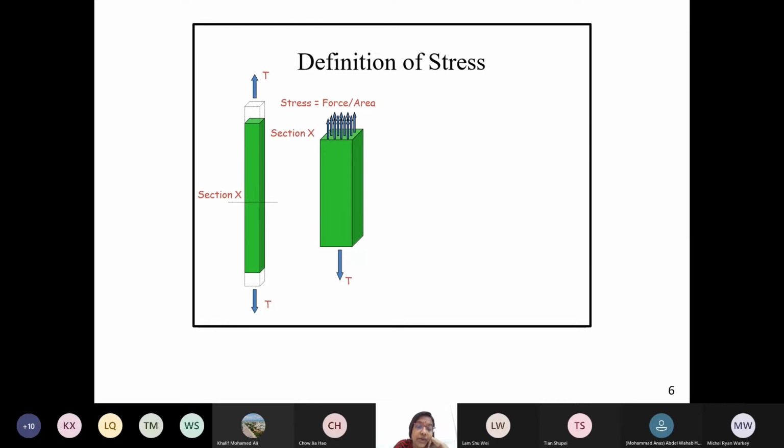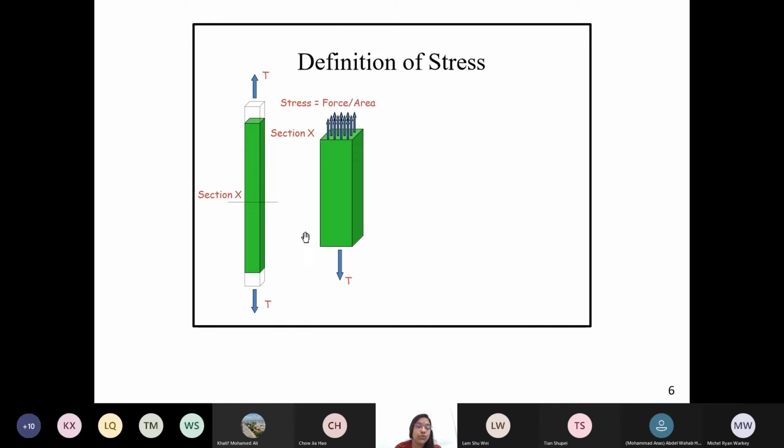Tensile stress. What kind of parameter can we identify? I mean, which modulus is governing this type of problem in designing? Which modulus is used? Modulus of elasticity, isn't it? Young's modulus of elasticity. Okay.